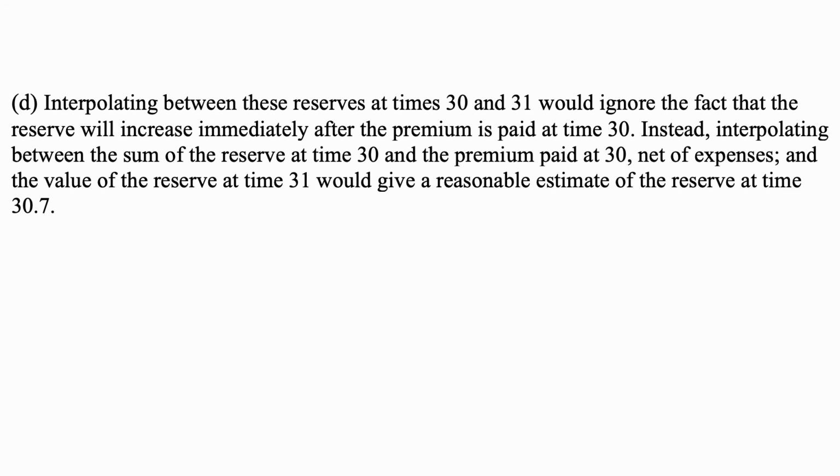And interpolating between these reserves at times 30 and 31 would ignore the fact that the reserve will increase immediately after the premium is paid at time 30. Instead, interpolating between the sum of the reserve at time 30 and the premium paid at 30, which would be the initial reserve for the next policy year, net of expenses, of course, and the value of the reserve at time 31 would give a reasonable estimate of the reserve at time 30.7.